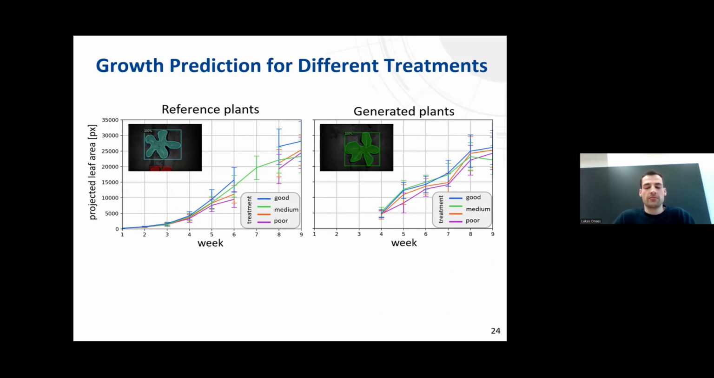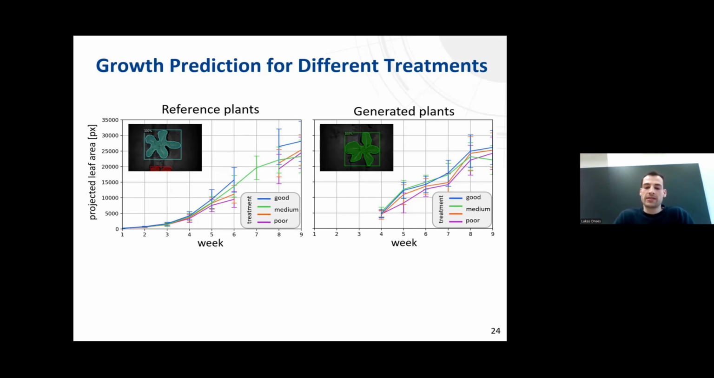On the left side, you can see the projected leaf area over time for all the real plants, and on the right side for all the generated plants. So when you look at the left side, you can see that the projected leaf area is quite realistic, which means that good treatment plants are larger than medium and poor treatment plants. And luckily, when you switch to the right side, you can see the exact same trend also there. This is really great because we generated these images without explicitly taking the treatment information into account.